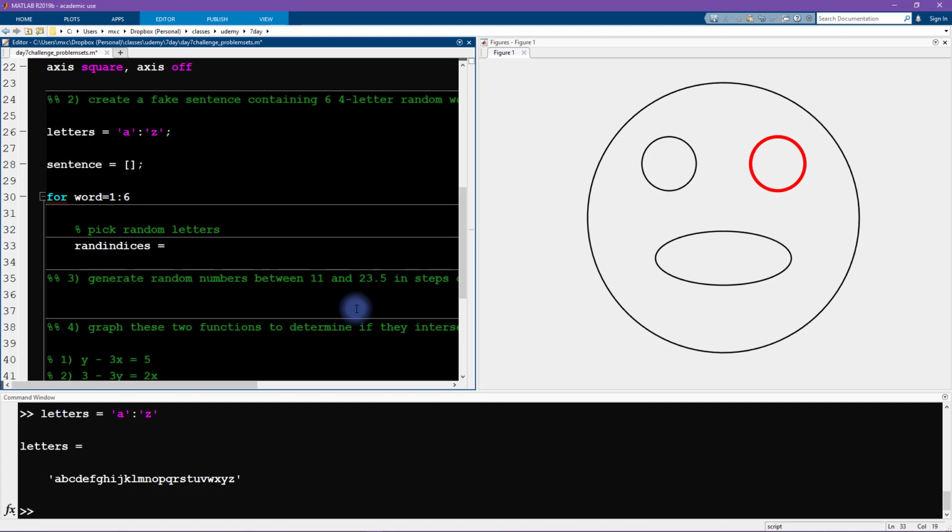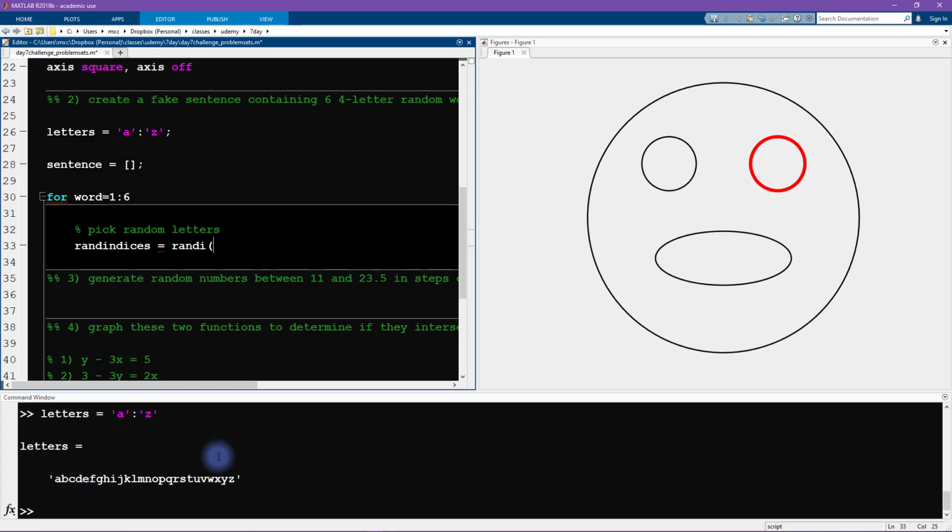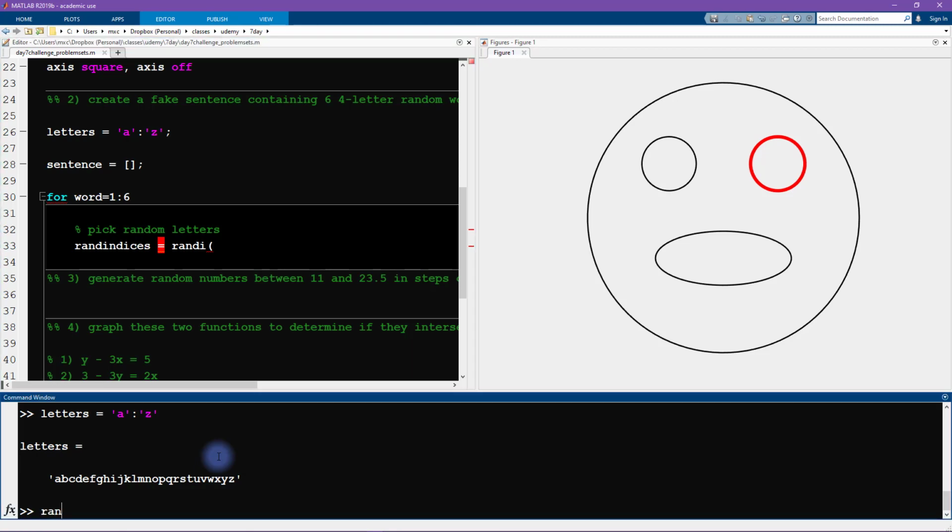So what I'm going to do here is just generate 4 numbers. These have to be integers because these are going to be indices into this vector letters. So I will use the function randi. And the way that this function works is you specify a number. Let's see, I'll even start down here just to introduce you to this function. So randi, let's say 5. So what this is going to do is generate a random integer between 1 and 5.